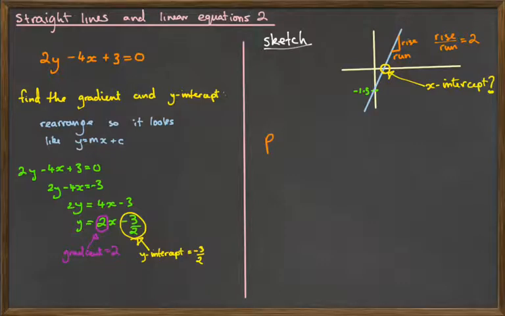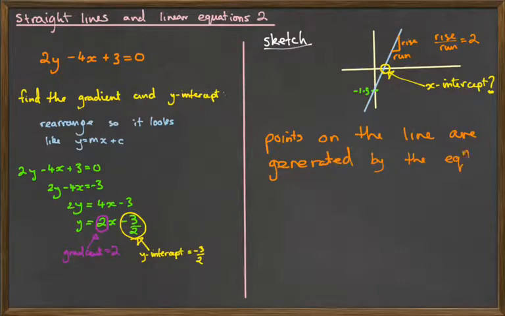So, in order to find that out, let's look at the y-intercept from a different perspective. We've looked at it from the perspective of y equals mx plus c, where c is the y-intercept. Okay? But we could go back and remember that points on the line are generated by the equation. So where does the y-intercept happen? The y-intercept happens at the point 0, something. It's 0 across, and we don't know what the something is. It happens on the y-axis.